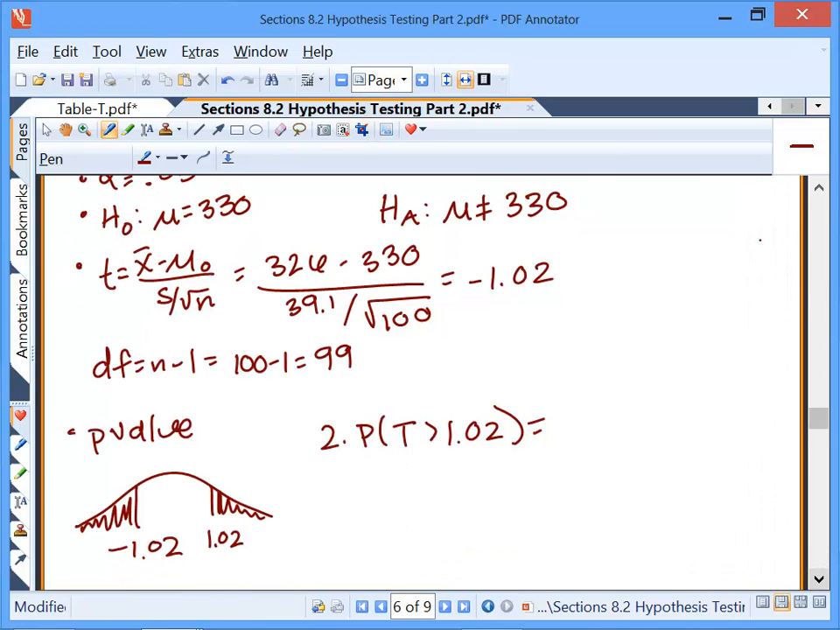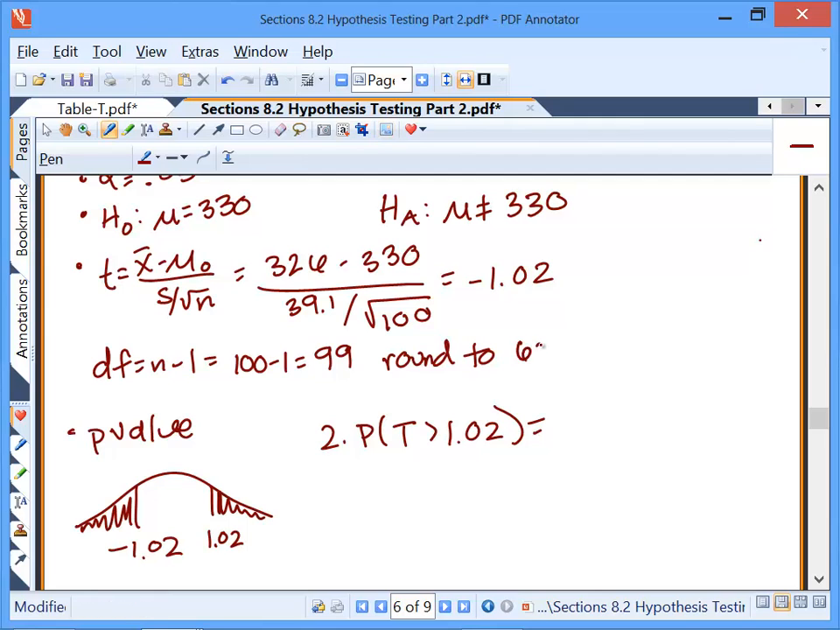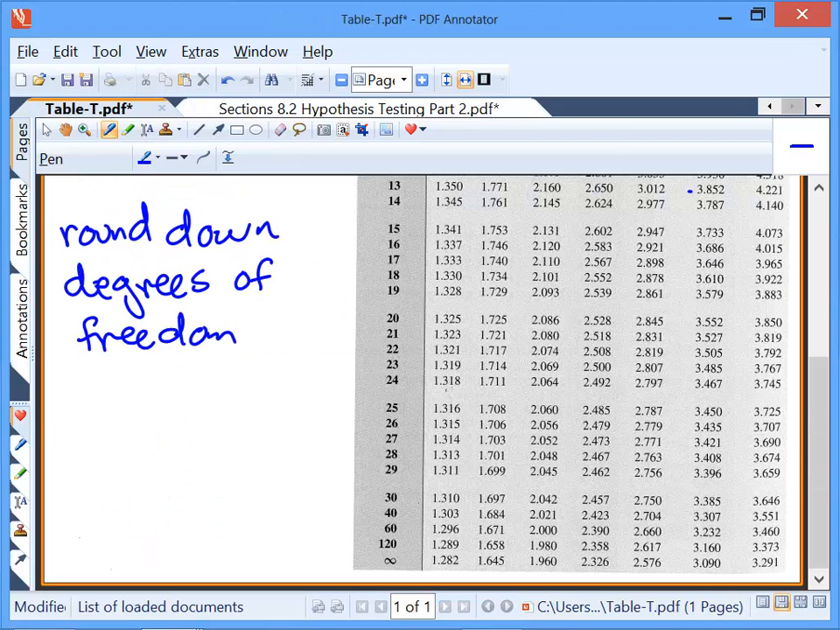So we err on the side that kind of hurts us. We just say we don't have as much evidence as we might, so that we're not overstating our case. So we will have to round to 60 degrees of freedom. That's my next lowest. So 1.02, 60 degrees of freedom.